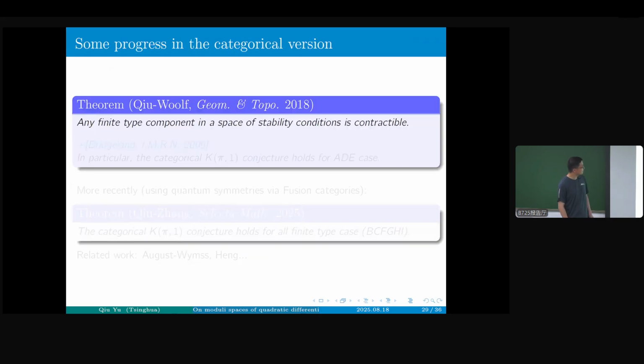There is some progress in this direction. For finite type, together with John Wolf, we show that any connected component of the space of stability conditions is contractible. You can think that the finiteness condition corresponds to the finiteness of the Weyl group. And indeed, if you plug in a result of Bridgeland, our result implies the categorical K(pi,1) conjecture in the ADE case, and then implies the classical K(pi,1) conjecture, which is Deligne's result. But we have a new proof for the ADE case.